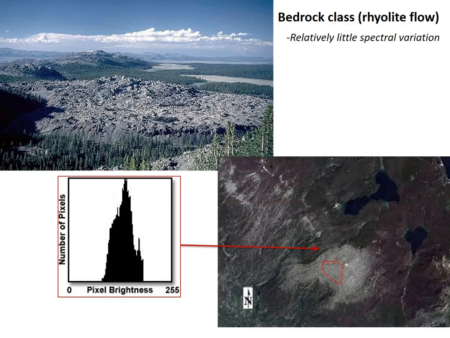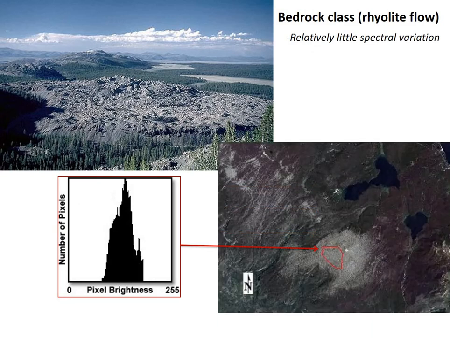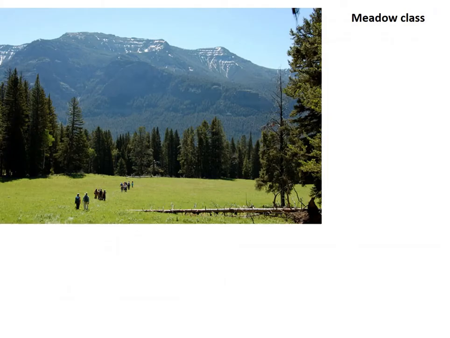All right, so what about the bedrock class? In Yellowstone National Park, the bedrock actually has a lot of rhyolite flows. These are volcanic lava flows. And although there's some shadows and texture, compared with the burned forest, it has a relatively narrow distribution of brightness values. So the bedrock class has a more tight distribution, more unique distribution of brightness values.